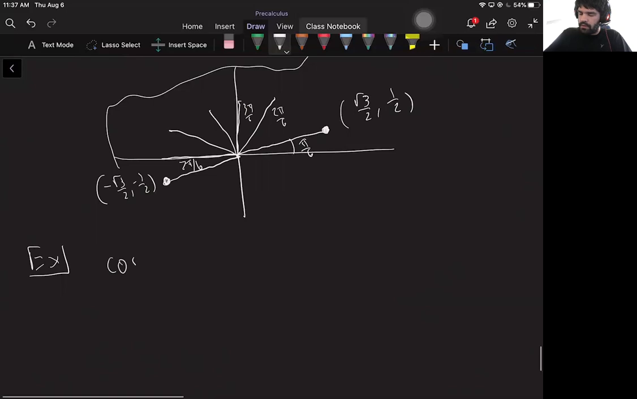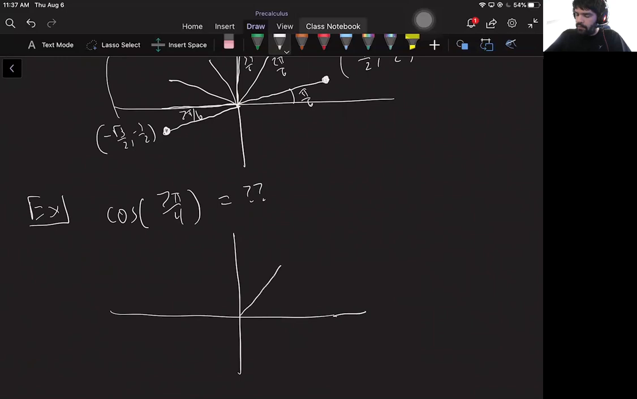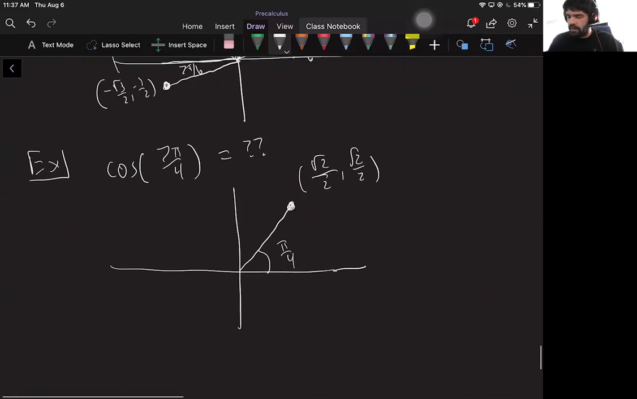Well, let's do another cosine. Cosine of, let's do 7 pi over 4. So what is that? Again, it's an x value, and it's the x value for a pi over 4 angle. So I first think about pi over 4, and I already know that the point for that guy is root 2 over 2 comma root 2 over 2. Now I just got to find where 7 pi over 4 is.